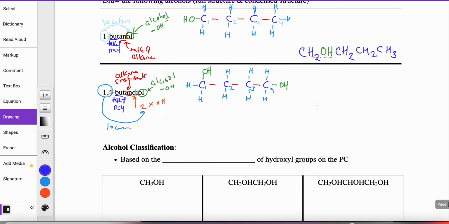To do the condensed formula, we have carbon 1, it has its 2 H's, so H2, and then the alcohol, the hydroxyl, OH. Carbon 2 only has 2 H's attached to it. Carbon 3 has 2 H's attached to it. And carbon 4 has 2 H's attached to it plus the hydroxyl group, the OH. And in this sequence, I can see HOH and I can see another HOH sequence. So knowing that this alcohol is a diol because there are 2 OH's attached to it.